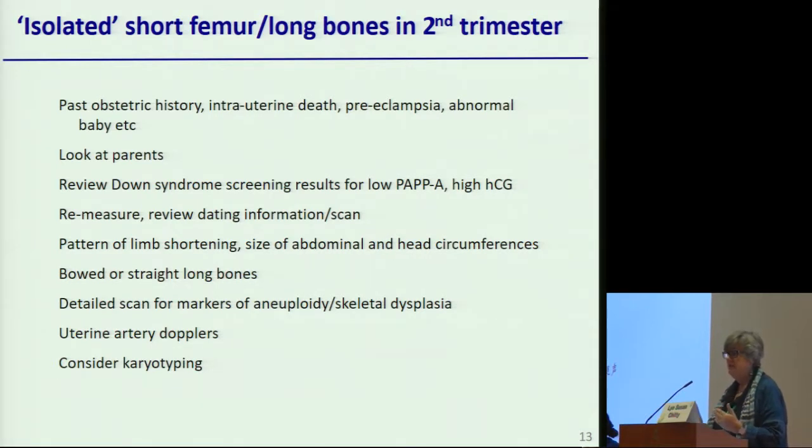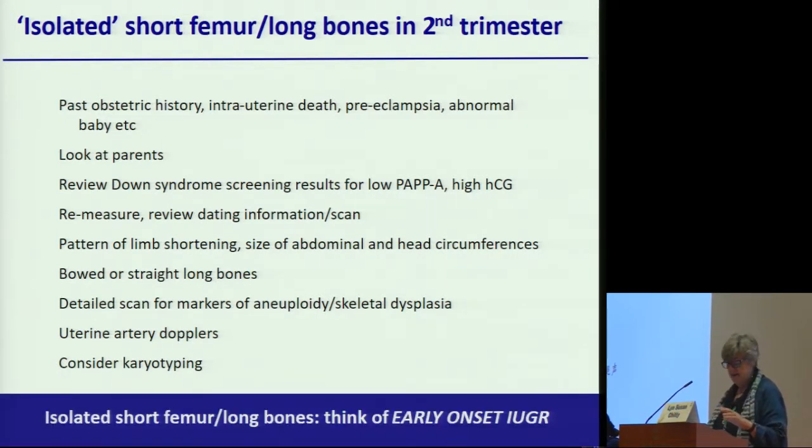Clearly remeasure the baby, make sure that the measurements that the baby was referred with are correct. Check the dating information, make sure that the dating is done by ultrasound and somebody hasn't just got the dates wrong. Look at the pattern of the long bone shortening. Look at the size of the abdominal circumference and the head circumference. Is everything small, or is it just the femurs? Are the bones bowed or are they straight? And do a detailed scan for markers of aneuploidy and skeletal dysplasias. In the UK, we would do uterine artery Dopplers as well in the second trimester, and we would consider karyotyping.